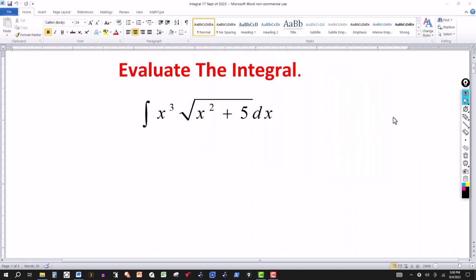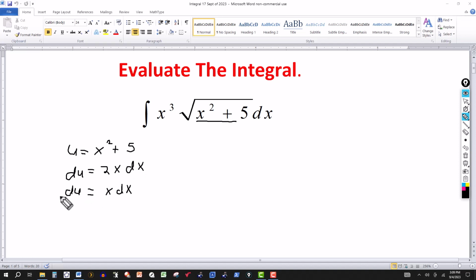So the way I'm going to look at this is I'm going to let u equal x squared plus 5. So this will be my u. Then du would equal the derivative of the right side, which will give me 2x dx. Or I could say, dividing by 2, x dx equals du over 2. So then I'll set this up this way.